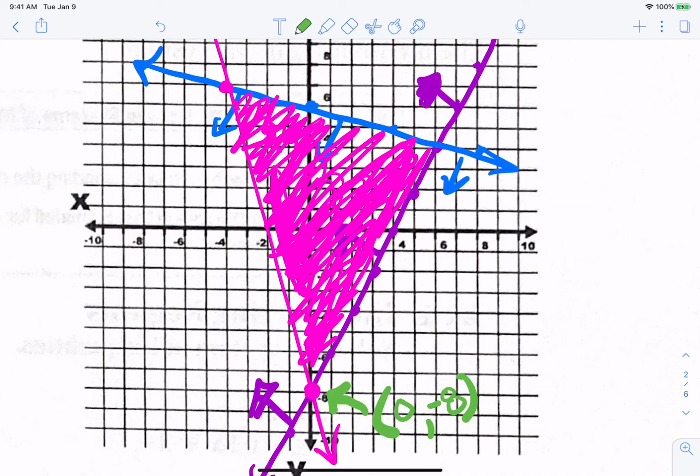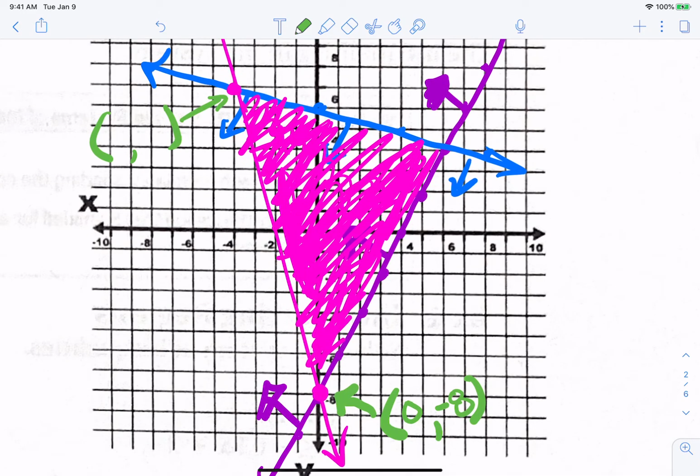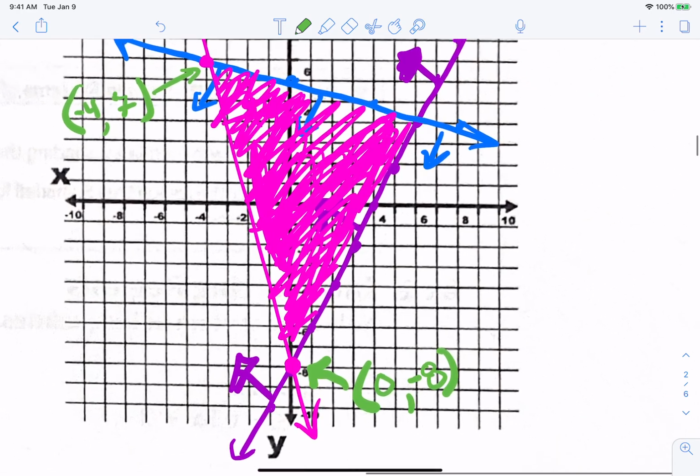Other ones. Where else is he crossing real nicely? Over here? Where is that point? Negative 4, 7. Those two.